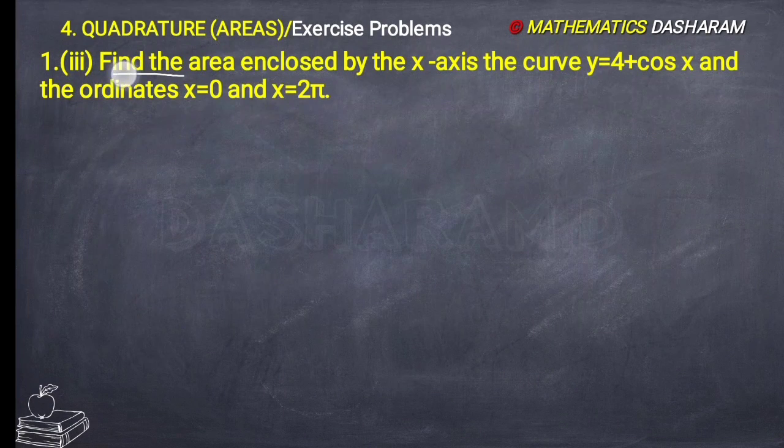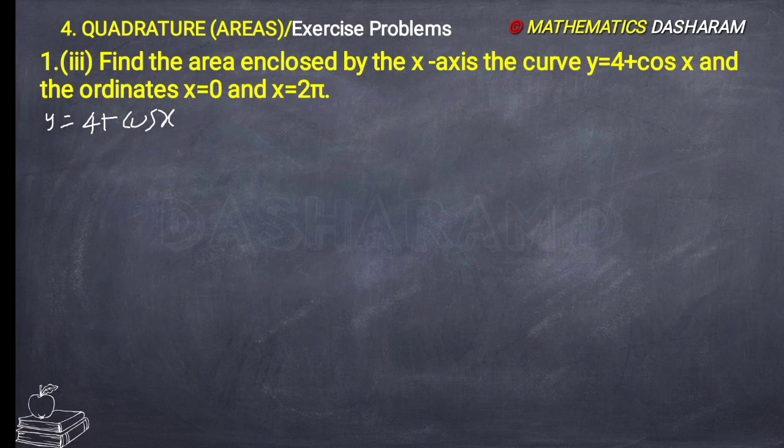Next question, find the area enclosed by the x-axis and the curve y equals 4 plus cos x, and the ordinates x equals 0 and x equals 2 pi. Let us draw a graph for y equals 4 plus cos x. First of all, I am going to select x equals 0 and substitute it in the given curve, y equals 4 plus cos x.